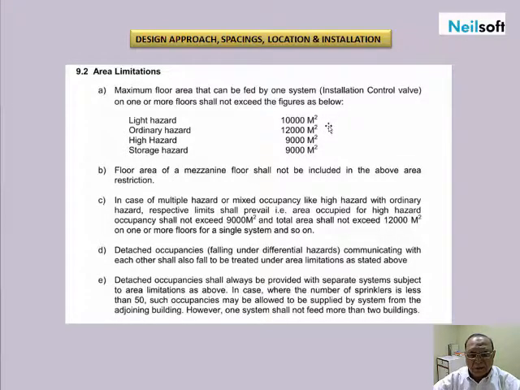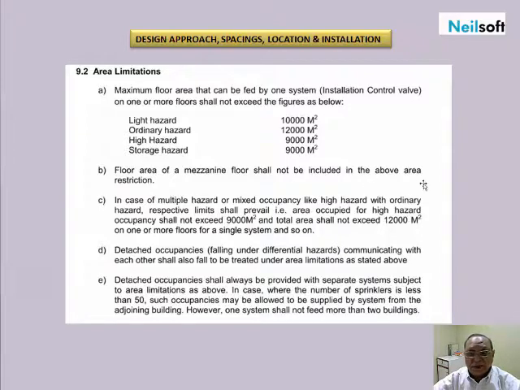This kind of spacing may be changed, means to reduce the area coverage within this limit for any length of the pipe, but it must be installed with a separate installation control valve. Similarly, the area coverage for the ordinary hazard is 12,000 meter square area, and high hazard is 9,000 square meter area, and storage hazard is 9,000 square meter area.